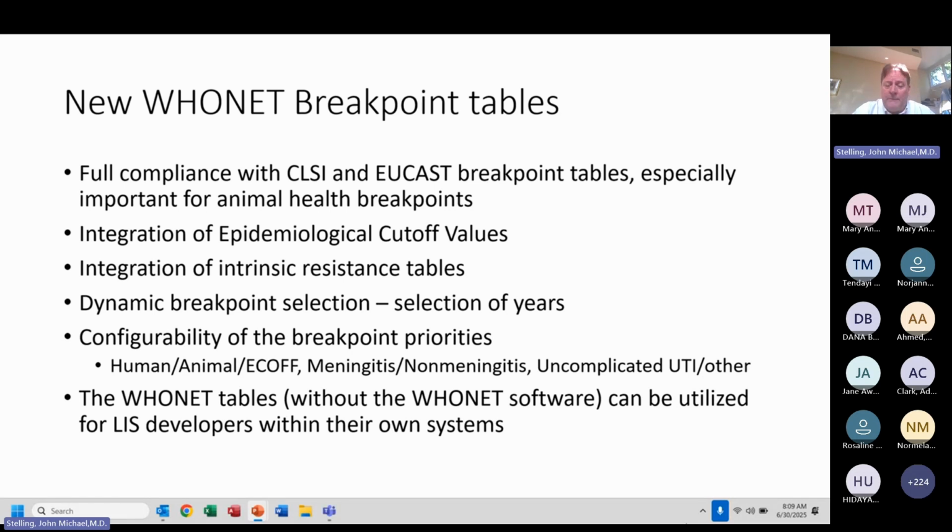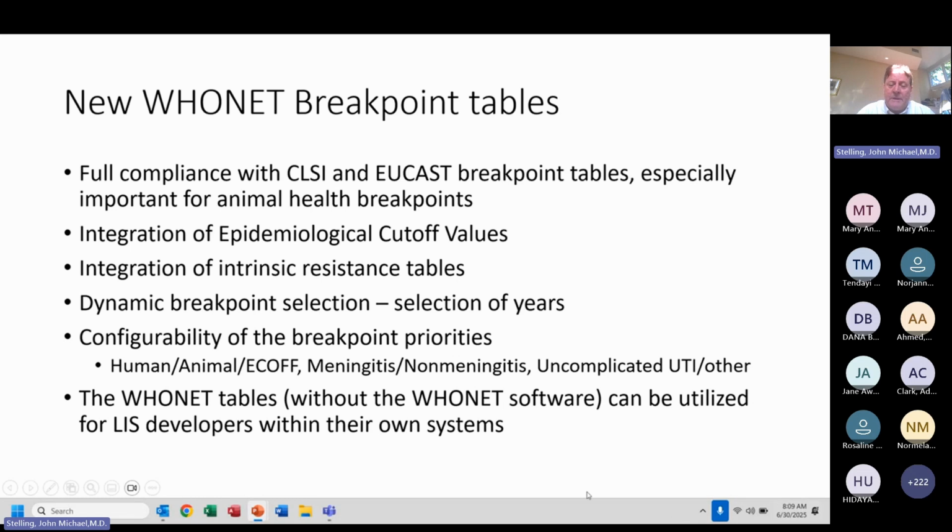You can turn them off. One thing I don't like about the intrinsic resistance rules is you can accidentally hide mistakes. If a lot of your Klebsiella pneumoniae are really E. coli, we're going to change the ampicillin to R, even though they are not R, they are not S, and the mistake is not in the susceptibility, the mistake is in the identification. I'll talk a little bit more about that, because you can turn it on and off.